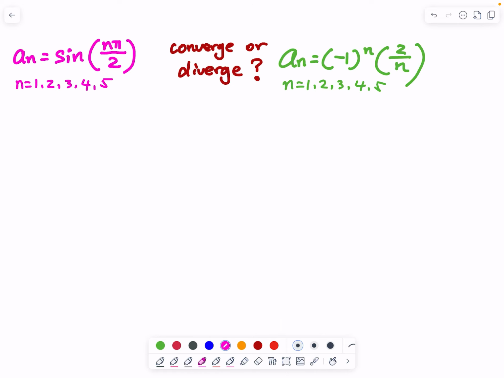I have two sequences. Do they converge or diverge? To find out, I will try n equals 1, 2, 3, 4, 5 for both sequences. Okay, starting from the pink.